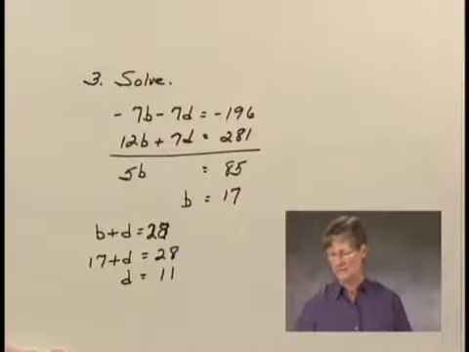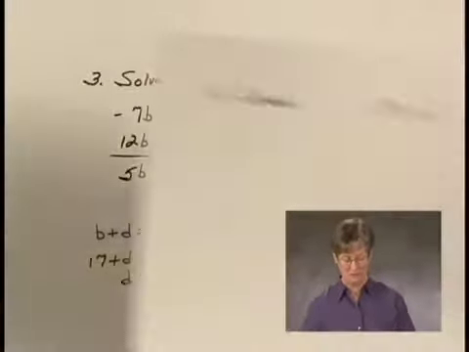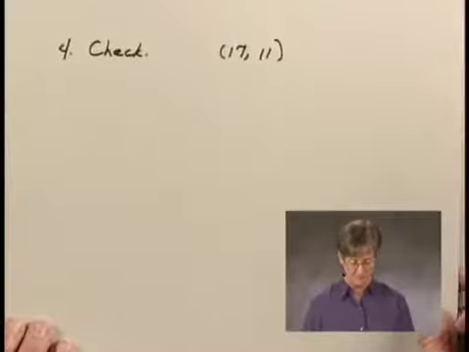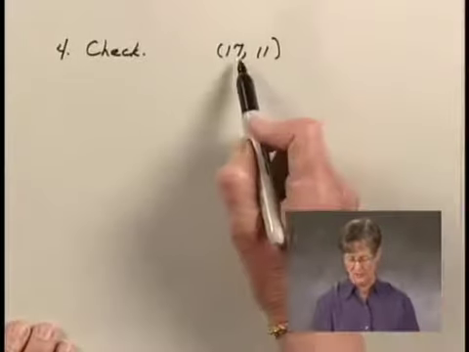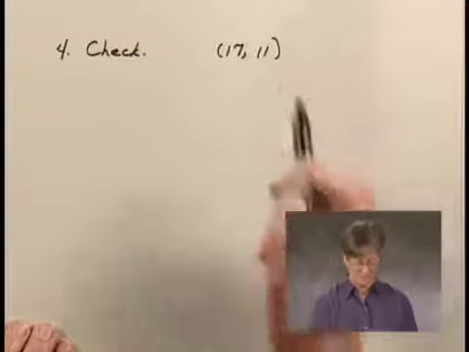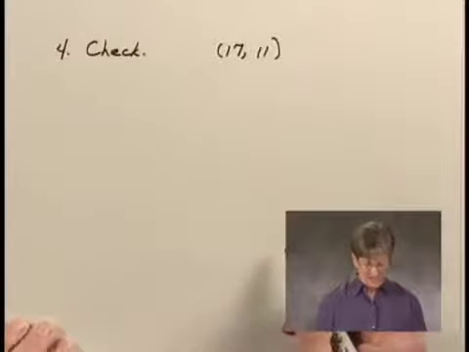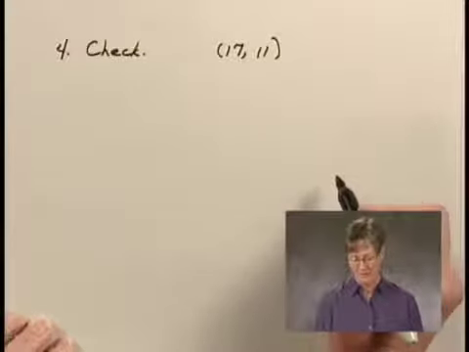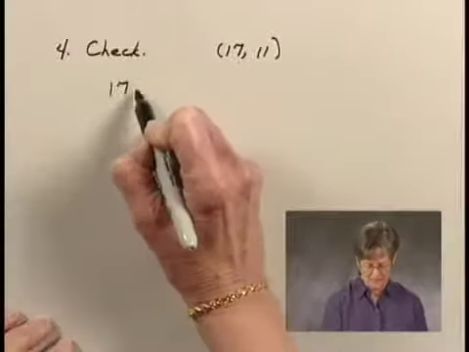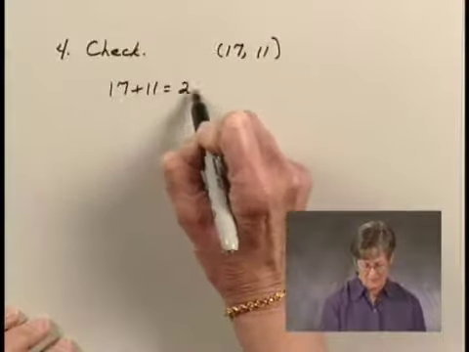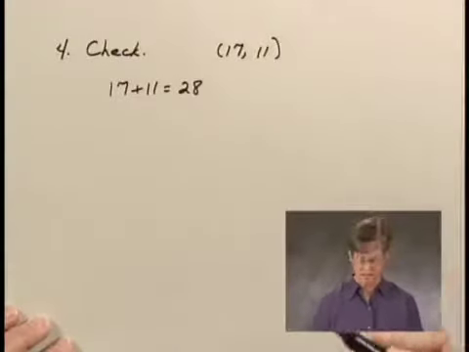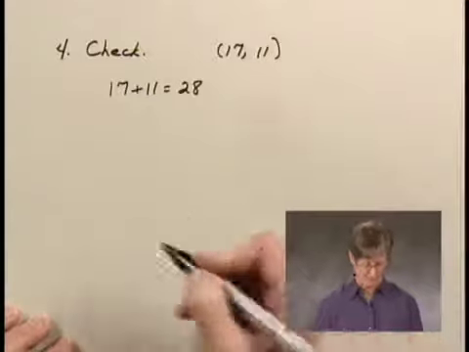So my possible solution is that 17 buckets of wings and 11 chicken dinners were sold. And the fourth step in the process is to check this possible solution in the original problem. So the numbers that we're checking are 17 and 11 for B and for D. Now, we were told that the number of orders filled was 28, and 17 plus 11 is equal to 28, so that checks.